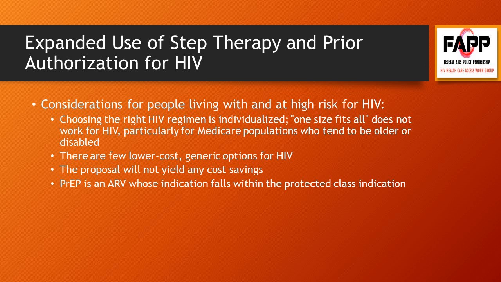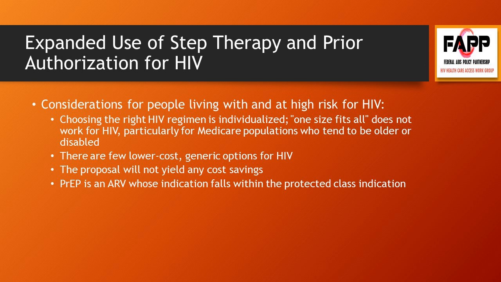And then finally, a quick point on this, because I mentioned the expansion of how plans can use prior authorization. They can now use it not only to verify that the drug is being prescribed correctly, but they can use it to determine if the drug is being prescribed for a protected class indication and exclude coverage if they find that it is not being prescribed for a protected class indication.